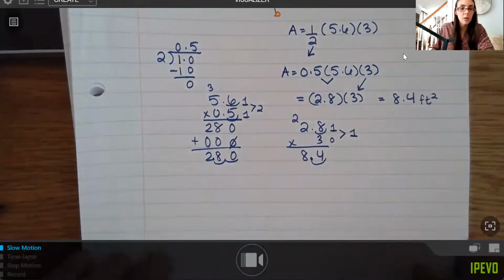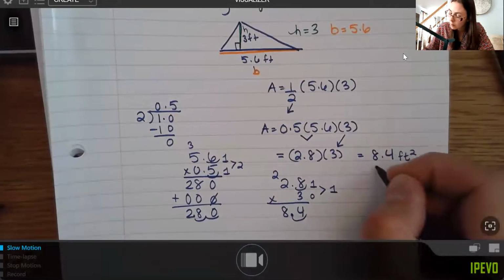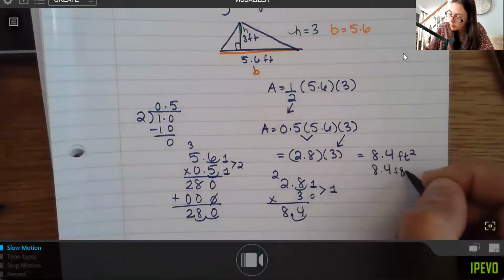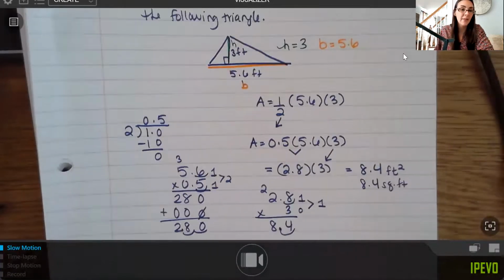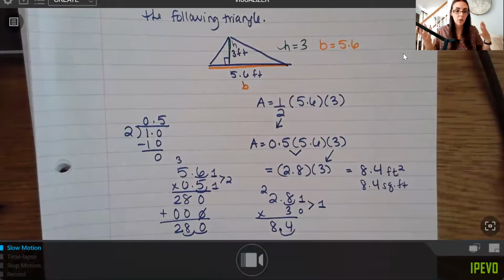So you still also multiply the units when you find area, even if it's a triangle. So maybe that 1/2 is throwing you off there. It doesn't matter. The units still do multiply as well. So it's going to be either feet squared or square feet as your final result.